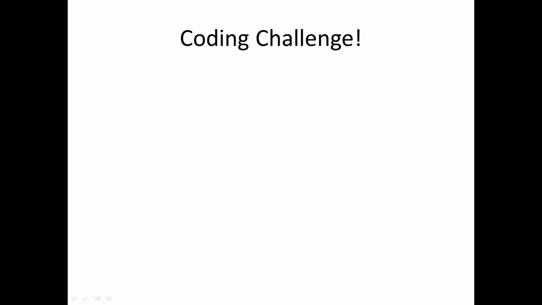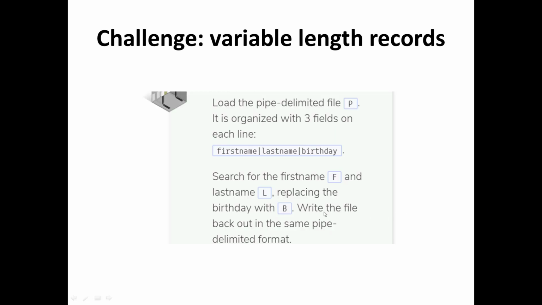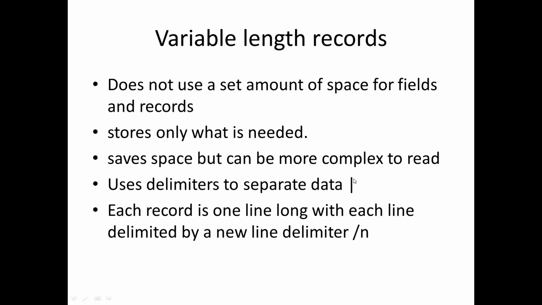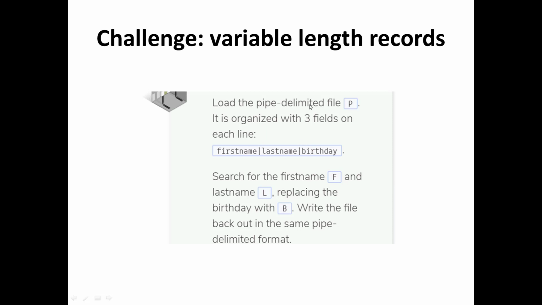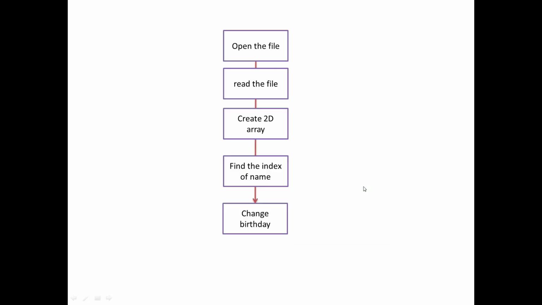So let's talk about the coding challenge. In this coding challenge, we're to read a pipe delimited file, and that just simply means that it has these characters, these delimiters between each field. So the file is organized with 3 fields on each line: first name, pipe, last name, pipe, birthday. So we want to search for the first name and the last name and replace the birthday with B in a similar manner as we have done with the fixed length record challenge.